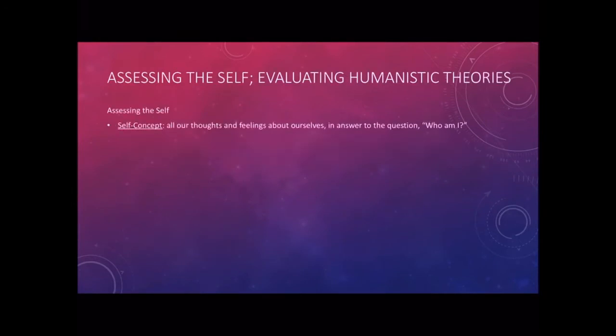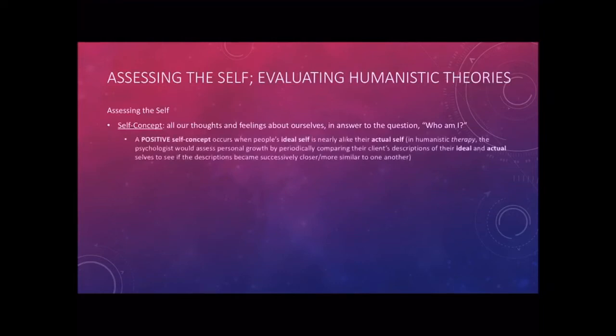Okay. So self-concept has to do with your concept of yourself, all your thoughts and feelings about yourself. And there is this idea of a positive self-concept versus a negative self-concept. So it really has to do with looking at your actual self and your ideal self. So my actual self is where I actually am in reality, where my life is at in the present moment, in the life that I'm living. Whereas my ideal self is where I would like to be in my life at this point.